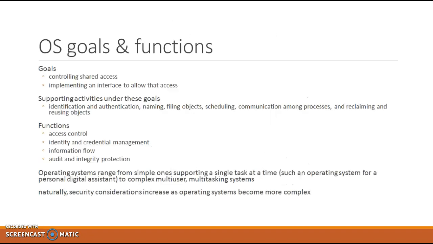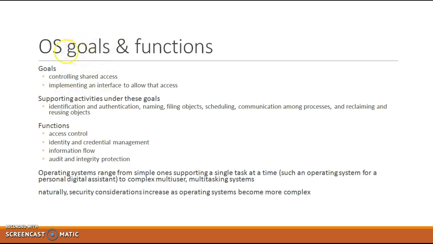Now we come to the operating system goals and functions. What are the different goals of the operating system? The main goal, as you can see here, is controlling shared access: how we can control shared access among different processes or programs. For example, if two programs are open, how will the operating system give them allocation time?